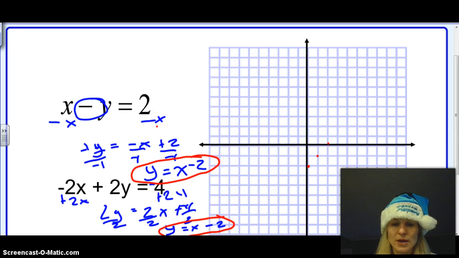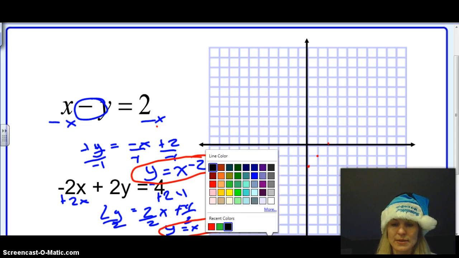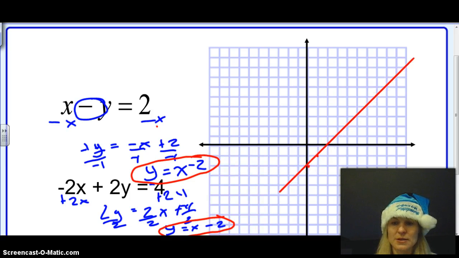Okay, and so because these are the same lines, we call them dependent systems. There's no intersection, they're the same line, right? So these are called dependent systems.